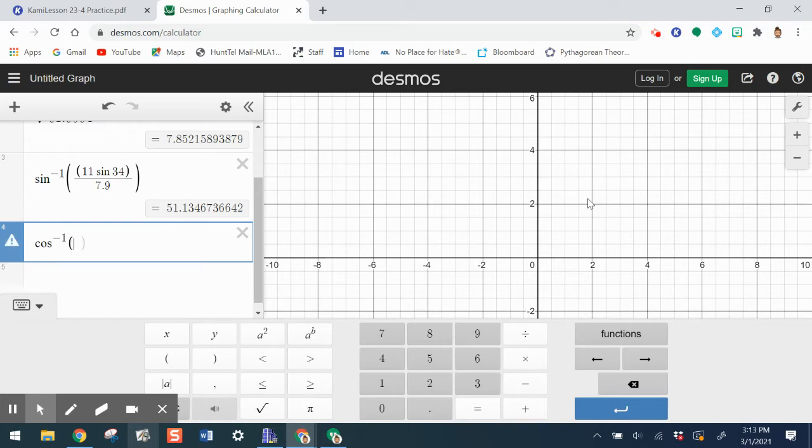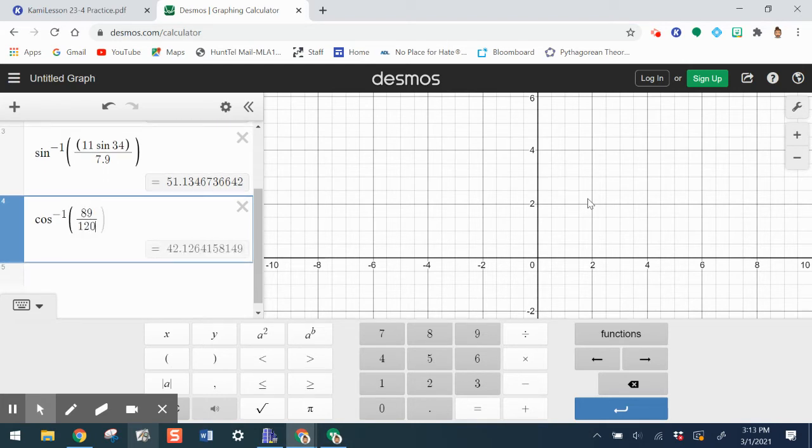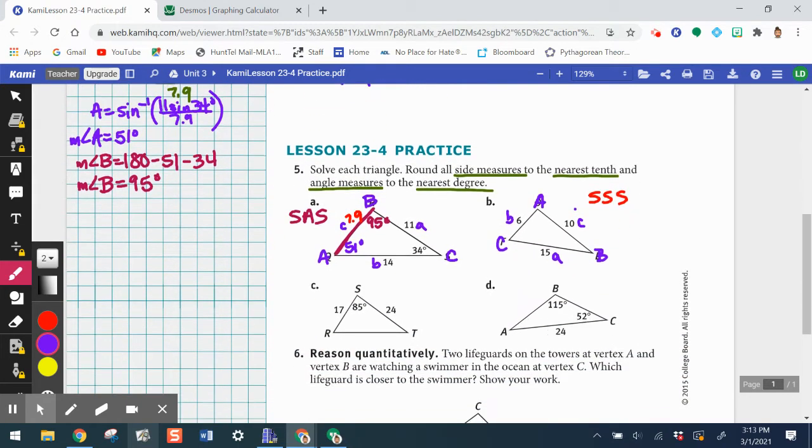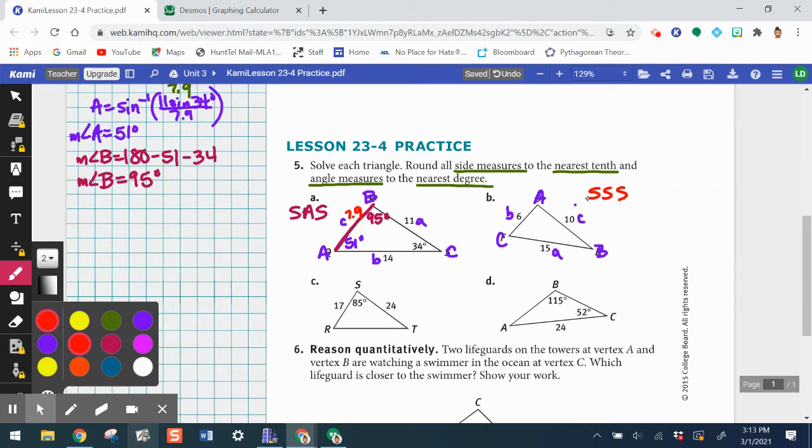So cosine inverse of 89 over 120 yields 42.1. Remember, we're rounding to the nearest degree, so the 1 in the tenths place tells the 2 in the ones place to stay where it is. So it is 42. So the measure of angle A is 42 degrees. So I'll go and add that to our diagram here.